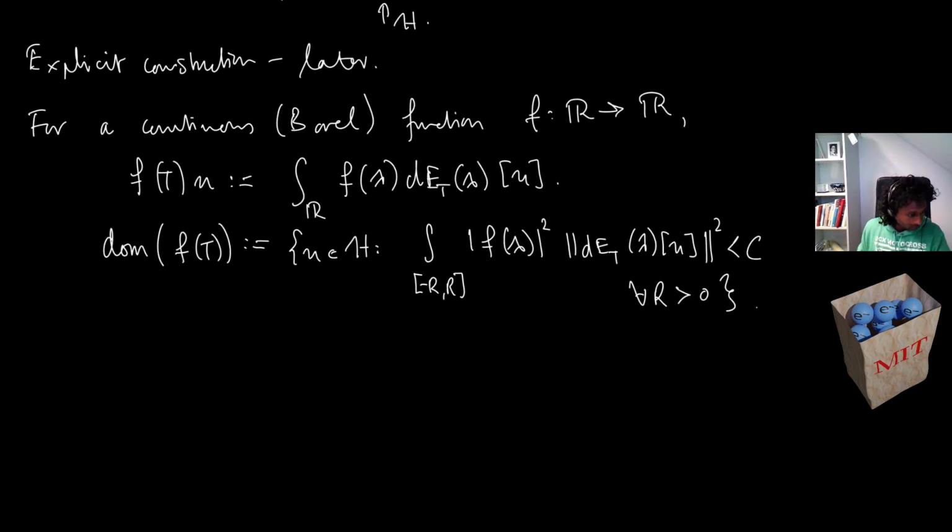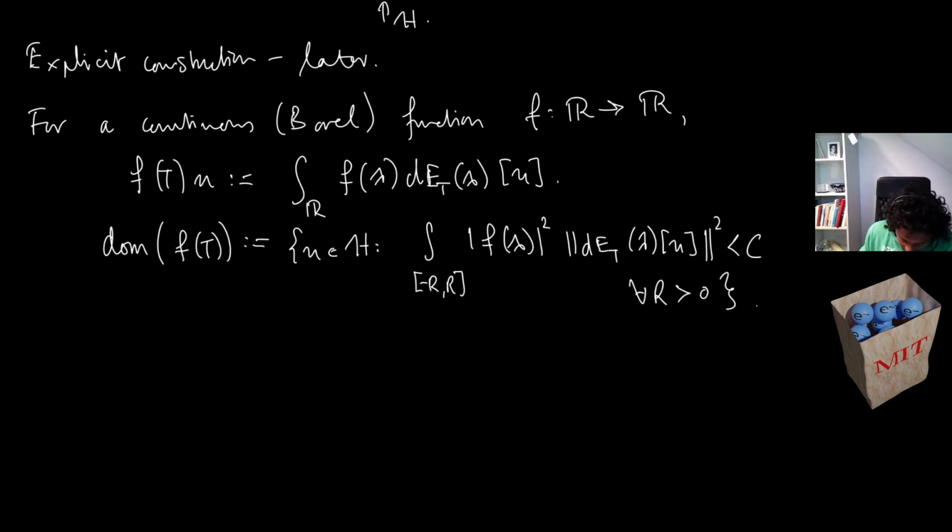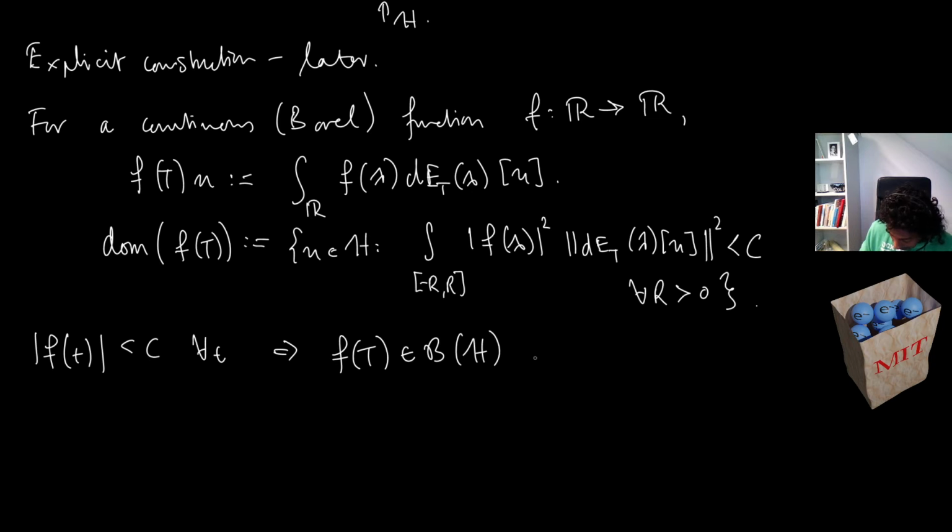But that's not important for us, so we can just forget about it. We just need to really deal with continuous functions here, or maybe piecewise continuous at worst. So the point is that if we now have this function being bounded, so suppose our function f of t is bounded for all t, then what we obtain is that f of t is a bounded operator that is self-adjoint. So that's an important consequence of this.